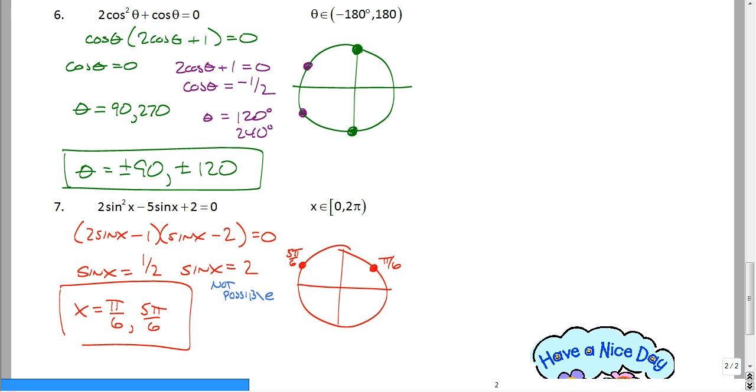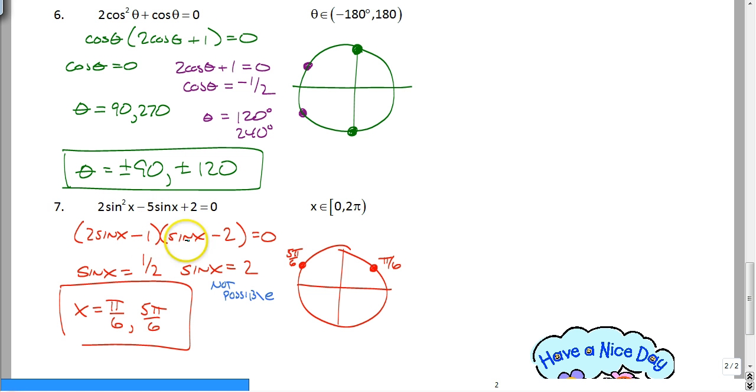So for number 6, once you think about this one and you factor out your cosine, you have cosine of theta is equal to 0, and you have cosine of theta is equal to negative 1/2. Cosine is 0, again, when x is 0, so that's at 90 degrees and 270, or negative 90, which is going to end up working. And then cosine is negative 1/2 when x is negative 1/2, which is at 120 and 240. But then, since this says between negative 180 and 180, then we're going to use 90, 120, and then negative 90 and negative 120.